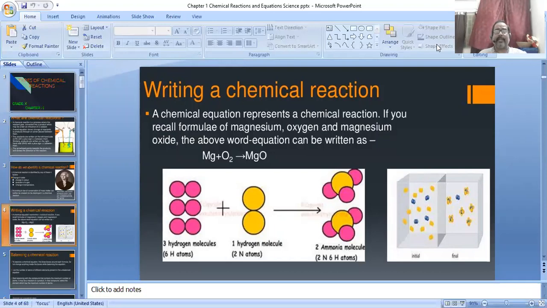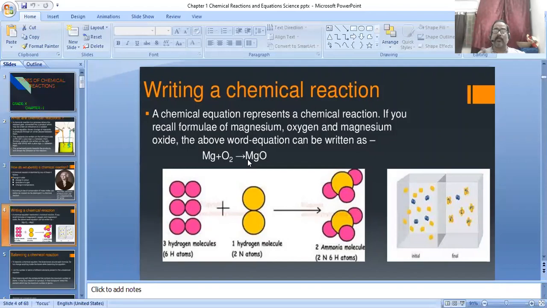So if a chemical equation represents a chemical reaction, recall the formulas of magnesium and oxygen. After that it makes magnesium oxide. I'll share the screen also. Here Mg means magnesium and O2 means oxygen. When both react, it makes MgO, which means magnesium oxide.